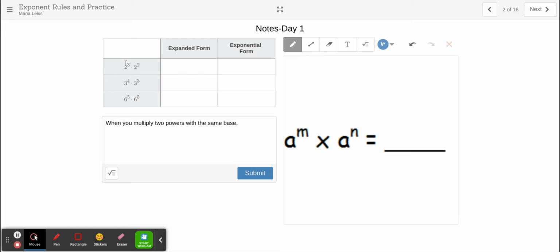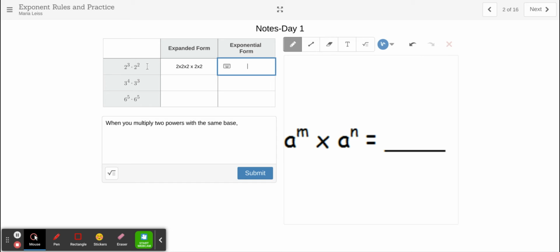If I look at this, it says 2 to the third times 2 squared. In the first box, it wants you to write it in expanded form. 2 to the third power in expanded form looks like this, 2 times 2 times 2. It means 2 times itself 3 times, so there's going to be 3 2's. Then I have 2 squared. So if 2 to the third meant there's 3 2's, 2 squared means there's just going to be 2 of them.